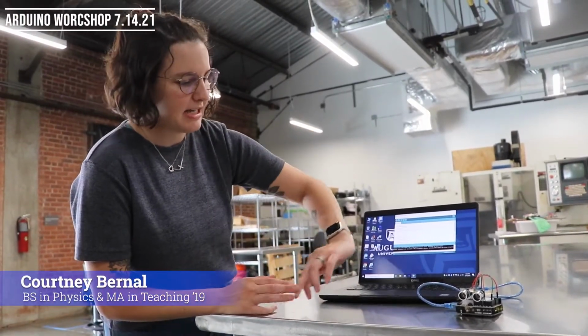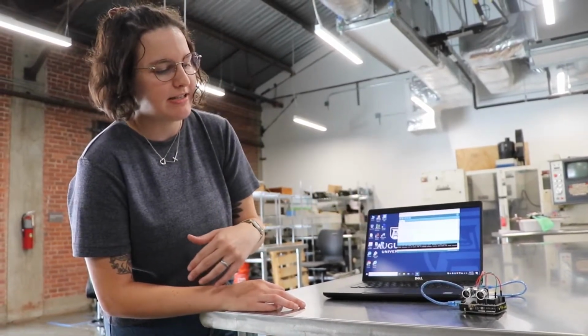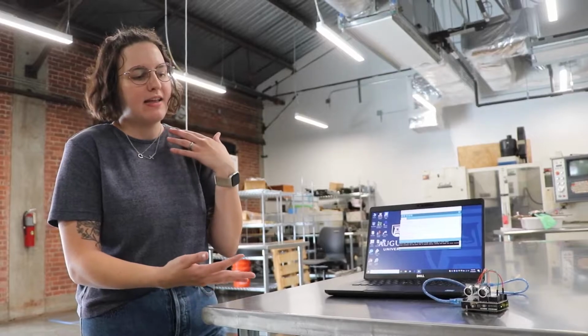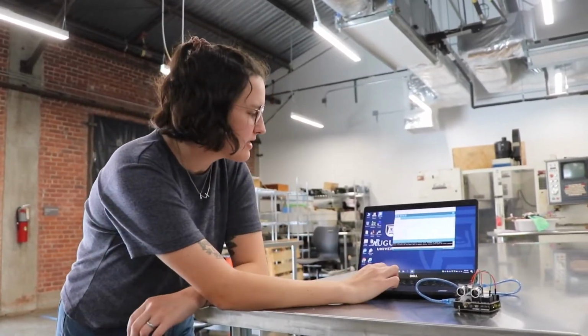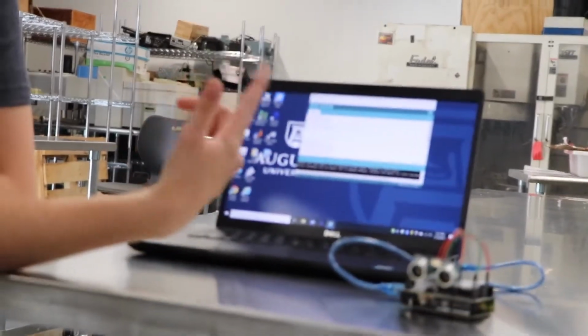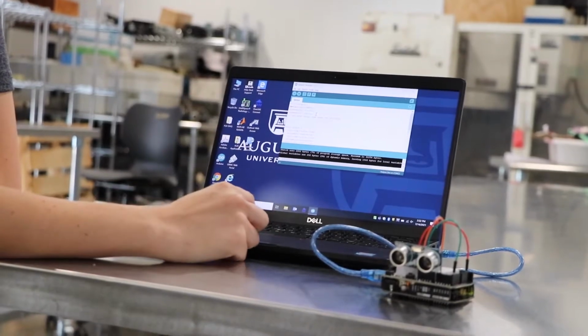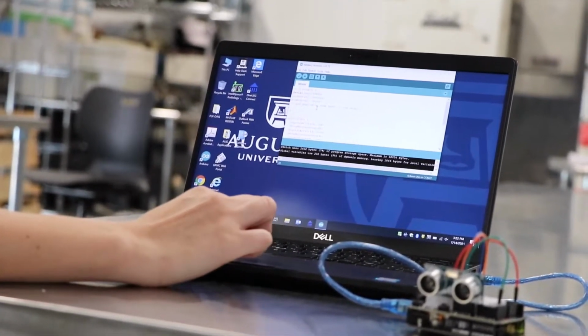All right, so what we are doing right now is programming this ultrasonic sensor to help us figure out ways to determine something such as speed of sound or distance in our classrooms. What's going on with the code at the beginning is we are telling it to start collecting the data. And we have set one of our pins as an output and one as an input.